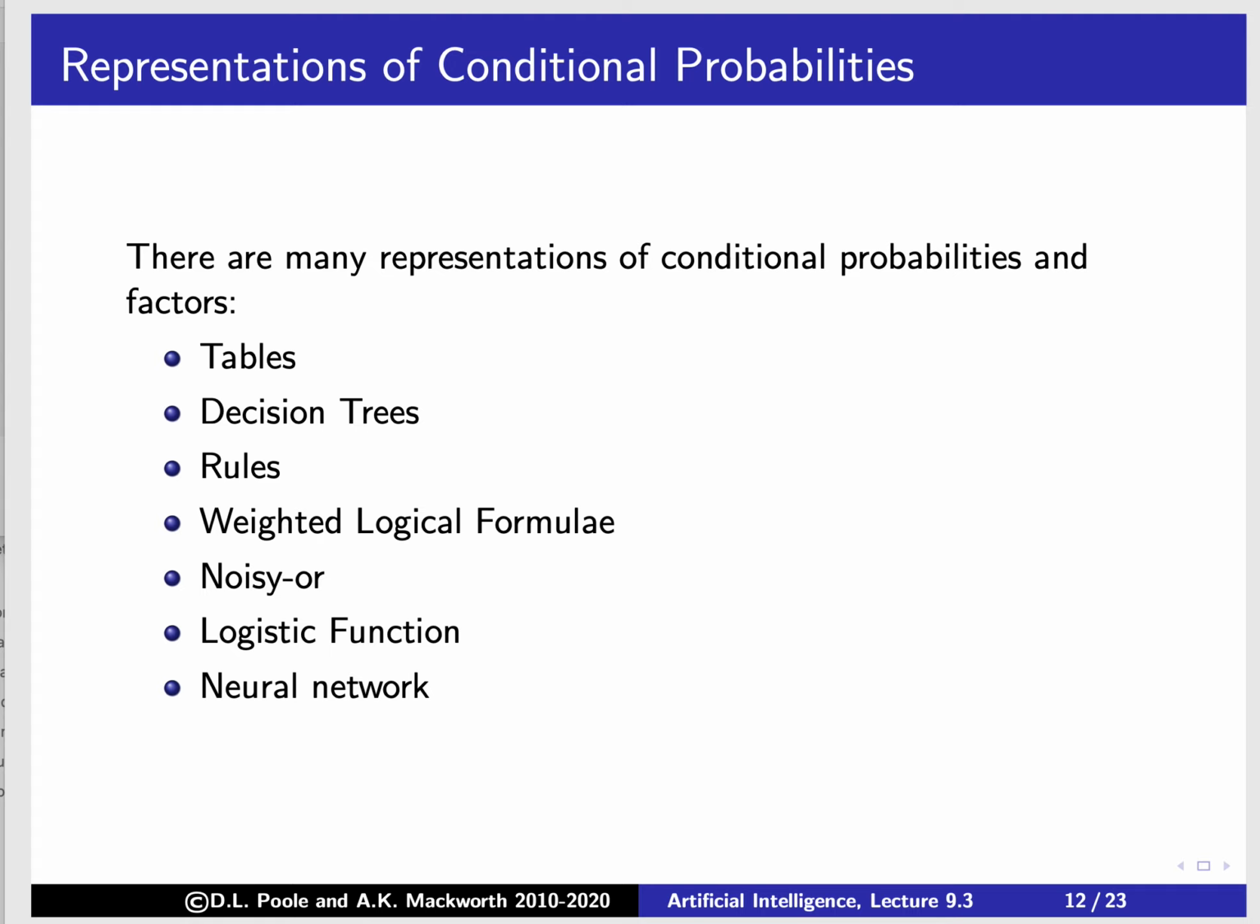So we can use tables like we did before. We could use decision trees. You could use rules. We can use weighted logical formula. There's something called a noisy OR, which is a useful assumption we're often going to make. There's a logistic function and a neural network. So all of these can be seen as ways to represent conditional probabilities, and these can be used in factors, which can be used in belief networks. So there's lots of different ways.